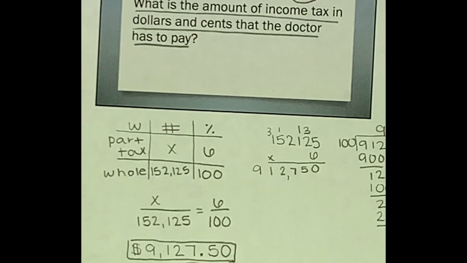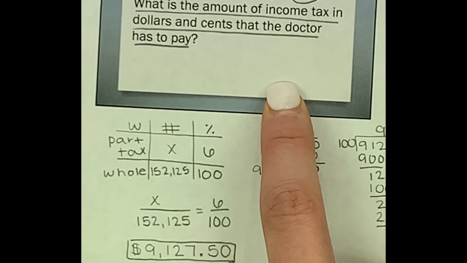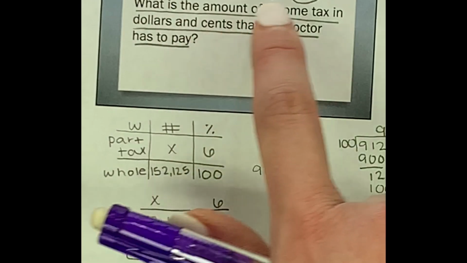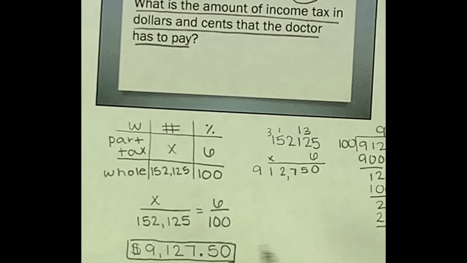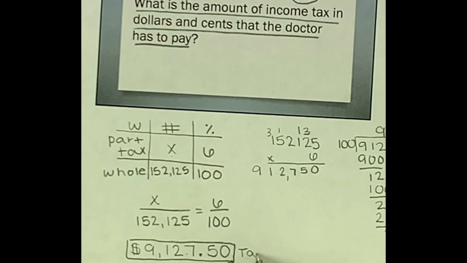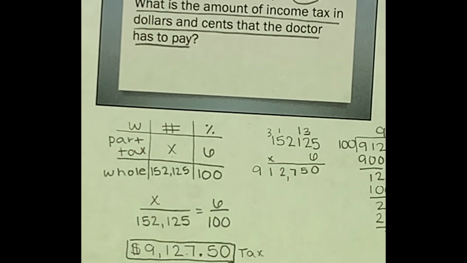And so I still have to make sure that's what they're asking for. This problem was a griddable last year on STAR, which means it was not multiple choice. So you really had to read the question. So the question says, what is the amount of income tax? So if I go back down here, this answer goes here. The word that describes it is tax, and it's asking for tax, which means I did get the right answer, and I do not have an extra step.